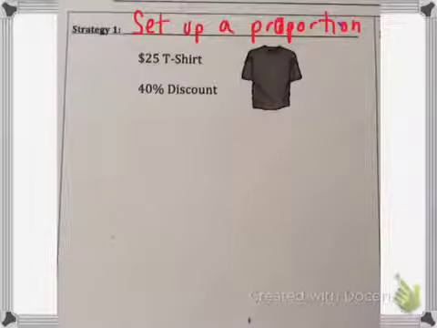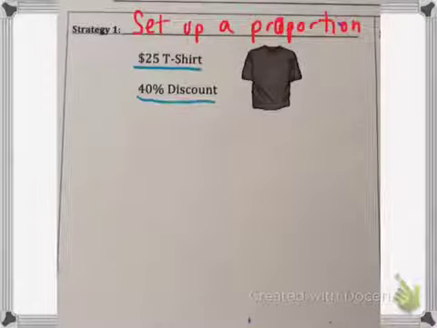First of all, we have a t-shirt where the original cost is $25 and it's a 40% discount. Our goal is to figure out the selling price of the t-shirt after the discount is applied. We're going to copy down a general formula for the proportion that you can use, and then we're just going to plug in values based on what we're given.